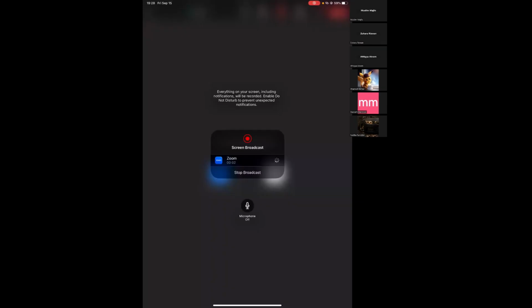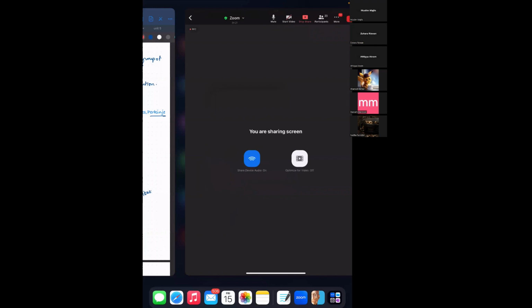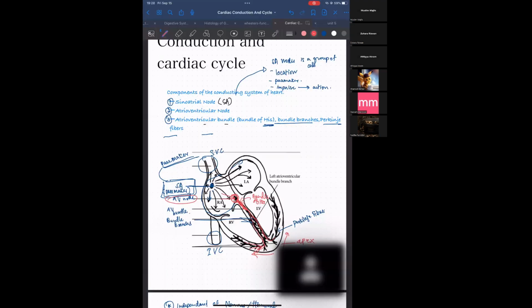You need to screen share. Sorry? You need to screen share again. Oh, okay. I'm sorry. Thank you so much. Okay, yes. All right. Is my screen visible? Yes, miss, it's visible. Thank you so much.